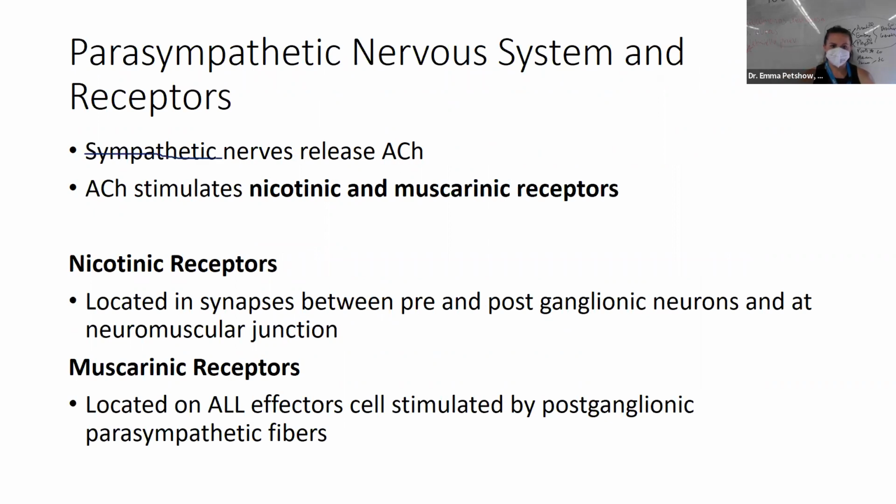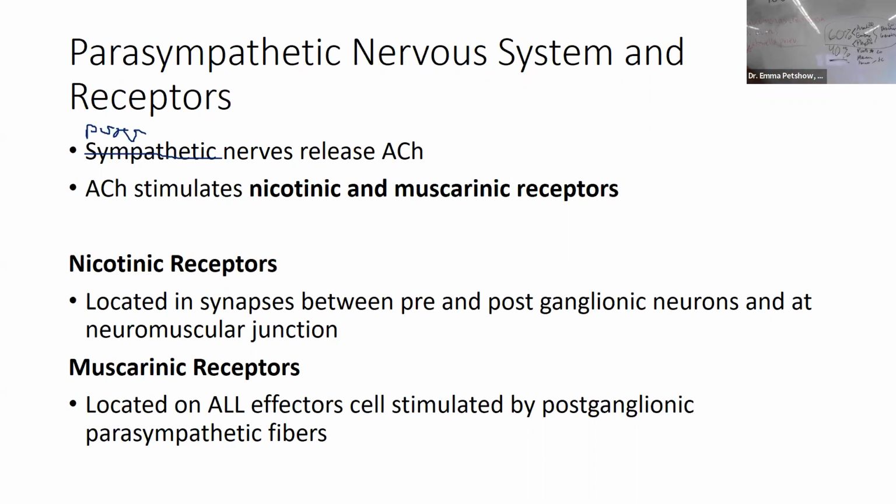Parasympathetic, again, sorry, this is just like continuously haunting me here. So our parasympathetic nervous system and receptors. The parasympathetic nerves release acetylcholine at both its places, pre and postganglionic. Acetylcholine is going to stimulate both nicotinic and muscarinic receptors.